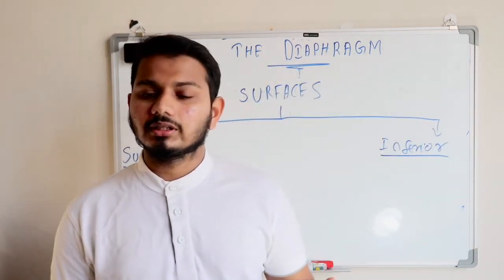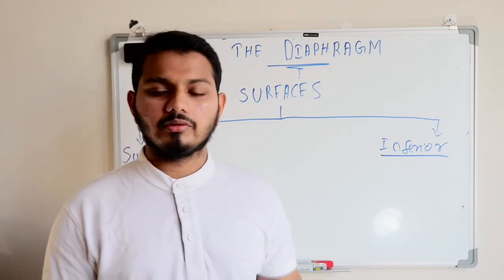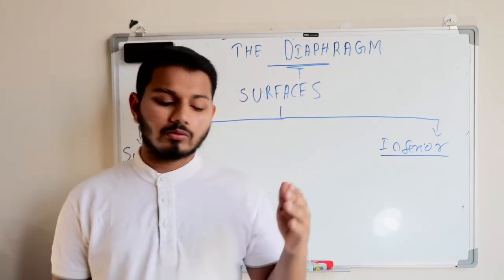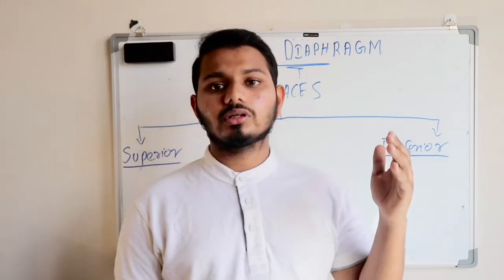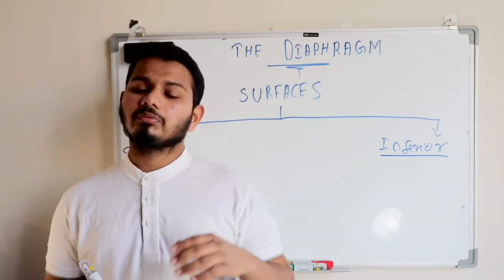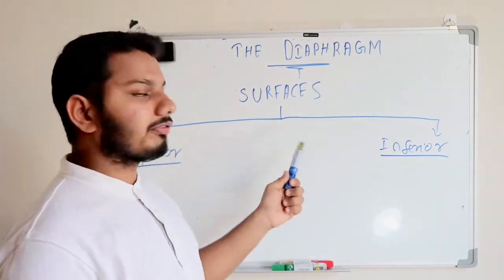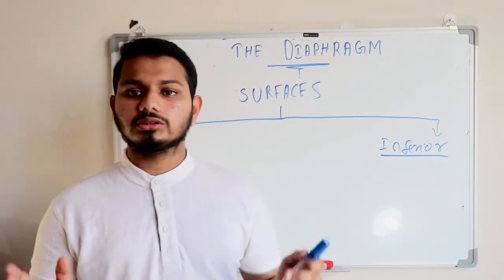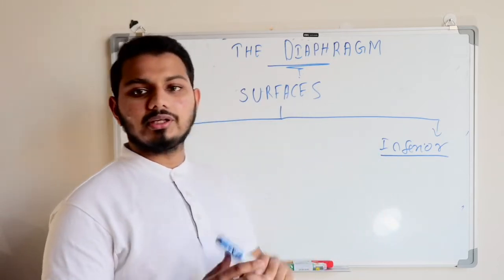The important things are the right dome of the diaphragm and the left dome of the diaphragm. The right dome of the diaphragm reaches up to the level of 4th thoracic vertebra, and the left dome reaches up to 5th thoracic vertebra. Next we will be studying about the surfaces of the diaphragm. There are two surfaces: the superior surface and the inferior surface.